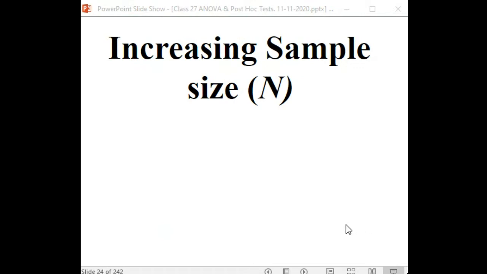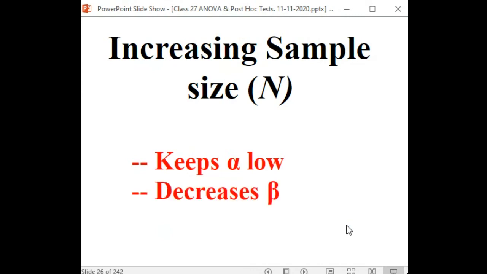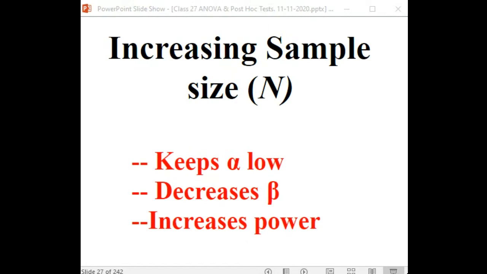Increasing the sample size keeps alpha low, which is a good thing. It decreases beta, which is also a good thing. And it increases power. So that's another good thing. Now, I hope I said that right. Keeps alpha low, decreases beta, and increases power.